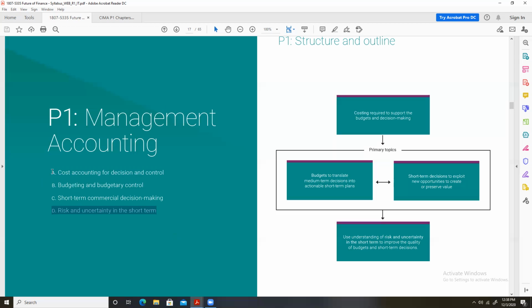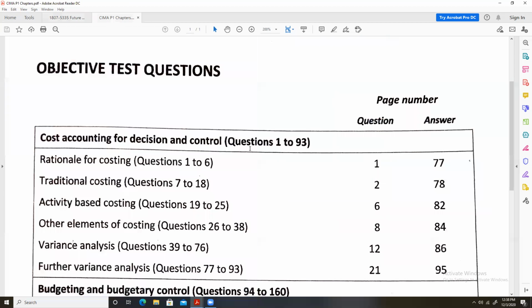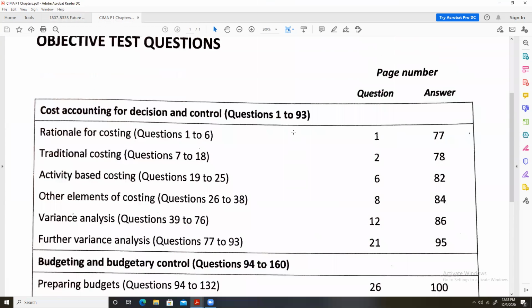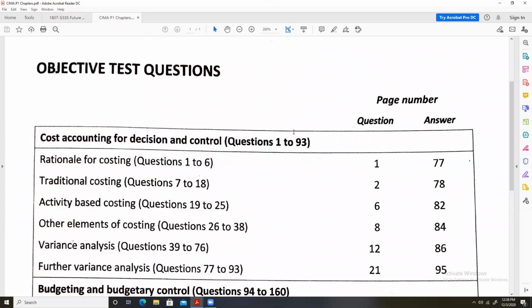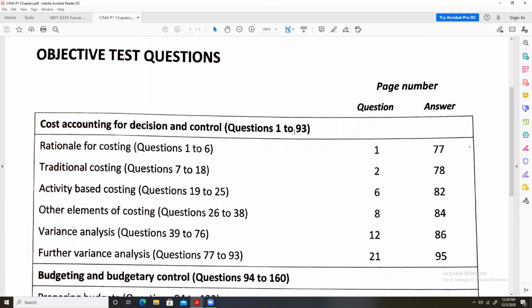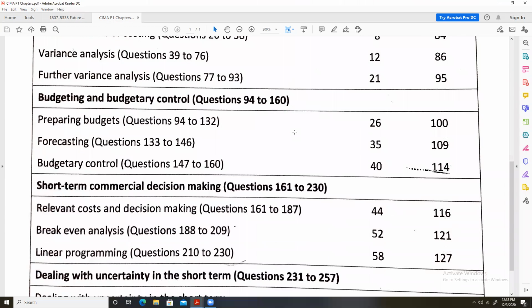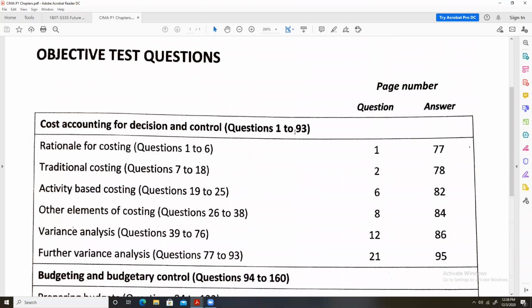So to sum up, the syllabus is divided in four parts. The first part relates to cost accounting techniques and the variance analysis. The third is budgeting. The fourth is short term decision making, mainly comprising of relevant cost, and the last part is risk and uncertainty. Now here I have decided to show you a chapter wise breakup of the entire syllabus, and this breakup is taken from the Kaplan revision kit.